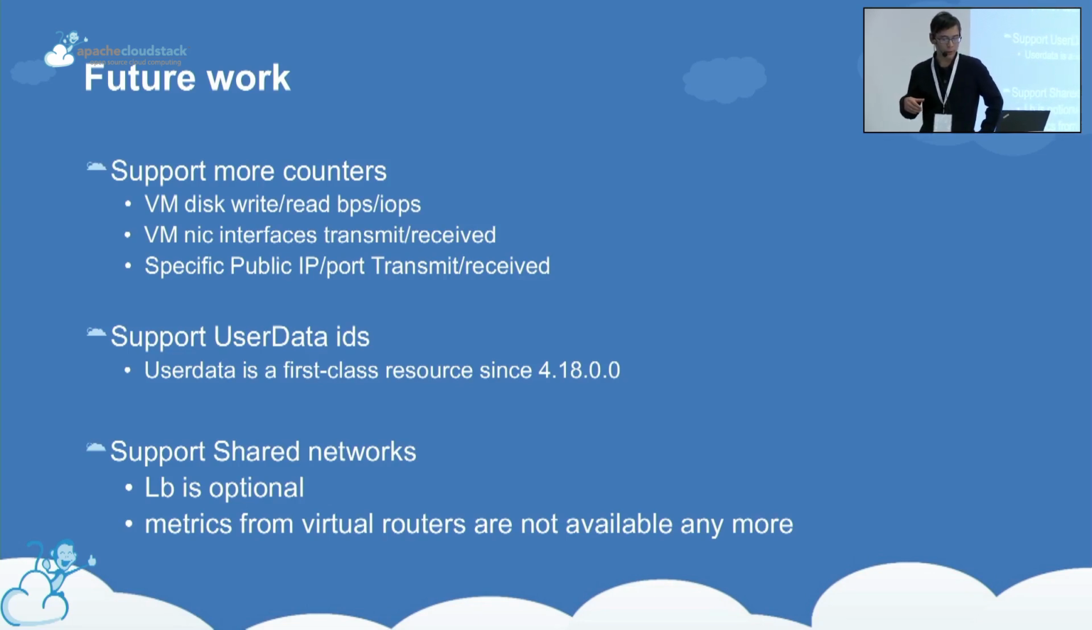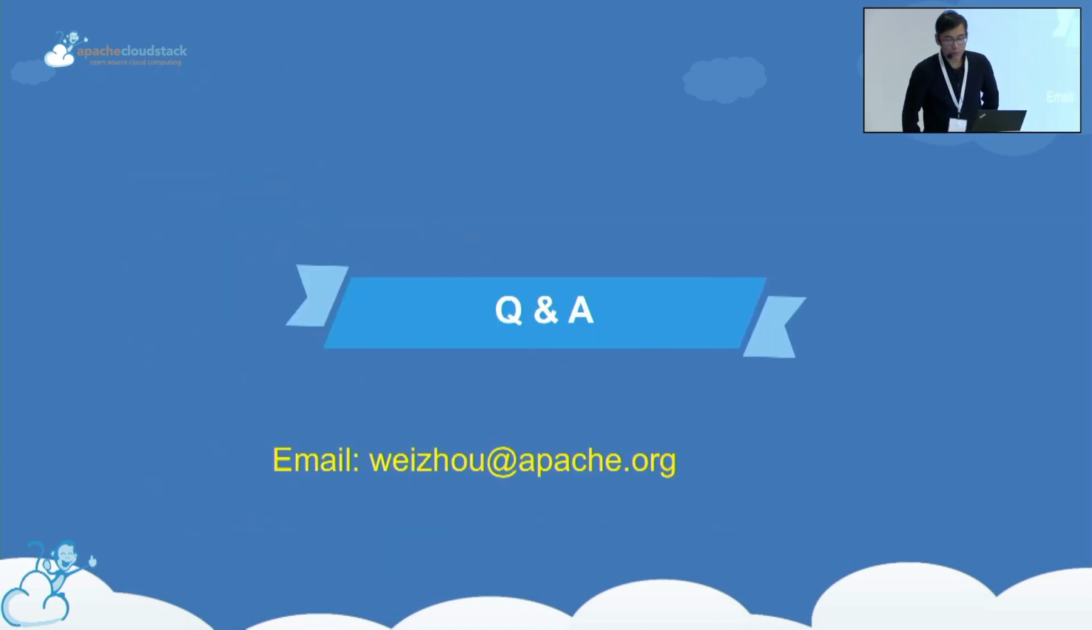Of course, if the metrics from the virtual router are not available, we can use some other metrics, for example the ones I just introduced, like VM disk statistics and VM network statistics. So that's it. Any questions?